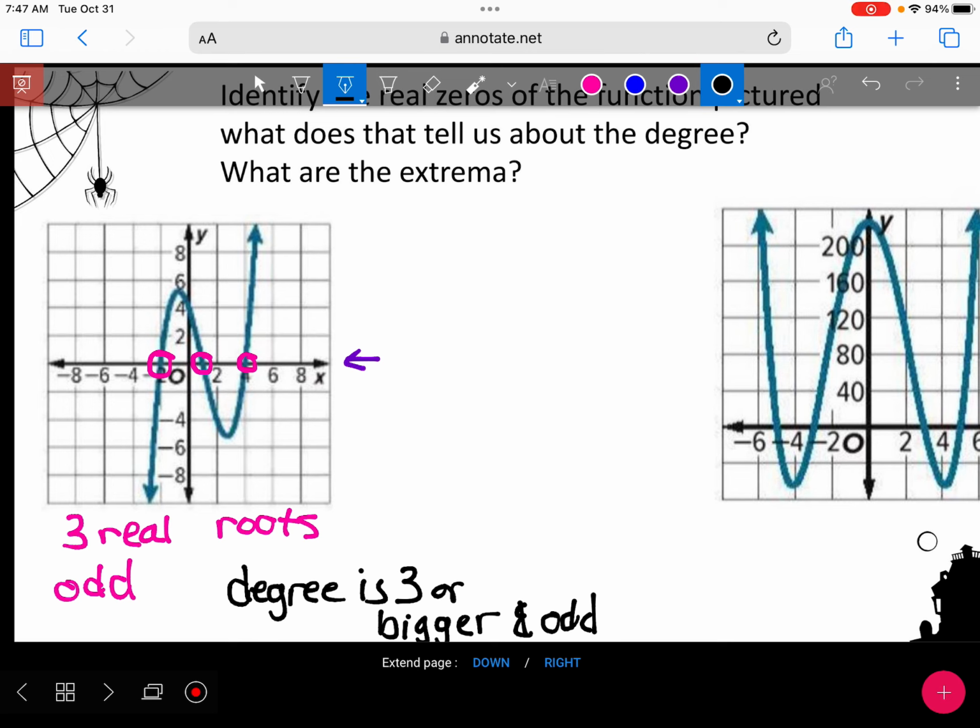And then just as a real quick refresh, does this one have an absolute maximum? No. Does it have a relative maximum? Yes. This guy right here is a relative maximum. Does this have an absolute minimum? No. Does it have a relative minimum? Yes. Right here. Odd functions are never going to have absolute extrema because it's got those opposite ends.